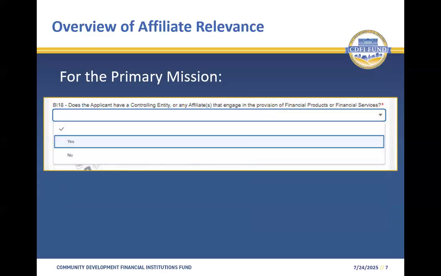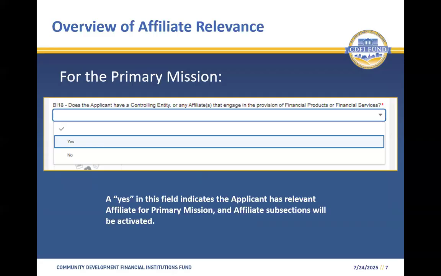All CDFI certification applicants will convey whether or not its affiliates should be considered for primary mission purposes of the application. If an applicant indicates yes to having a relevant affiliate in the CDFI certification application, it's question BI 18, then specific affiliate-related subsections are activated.